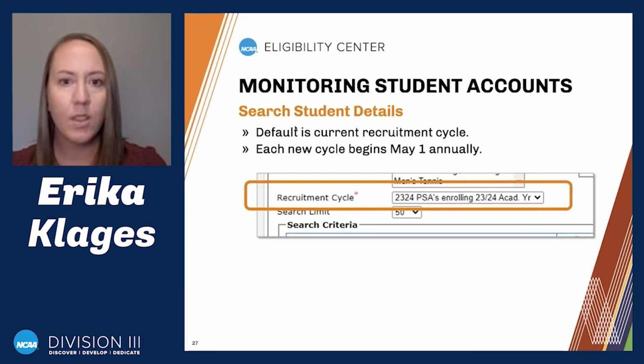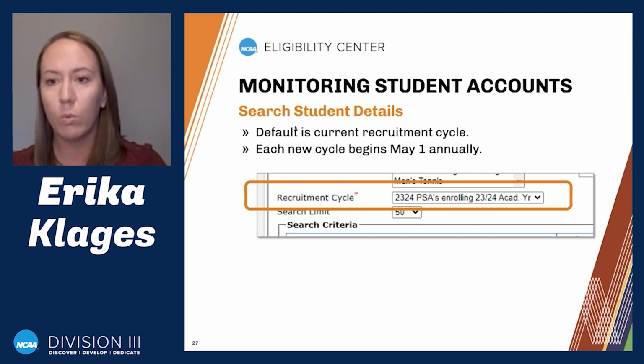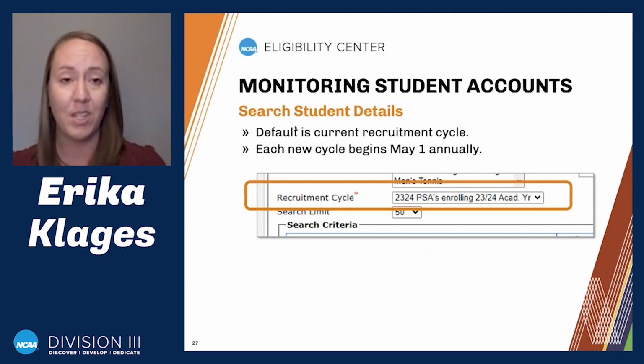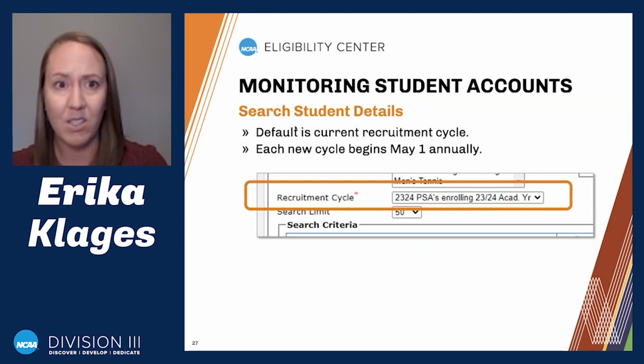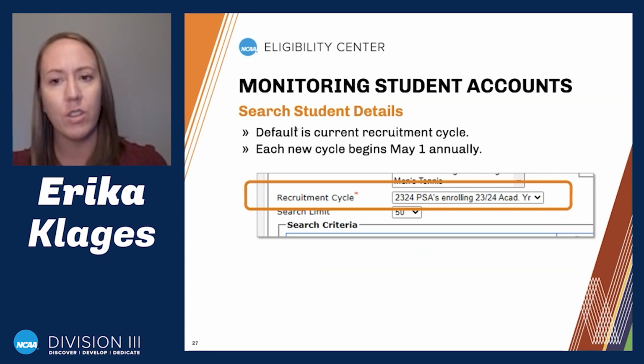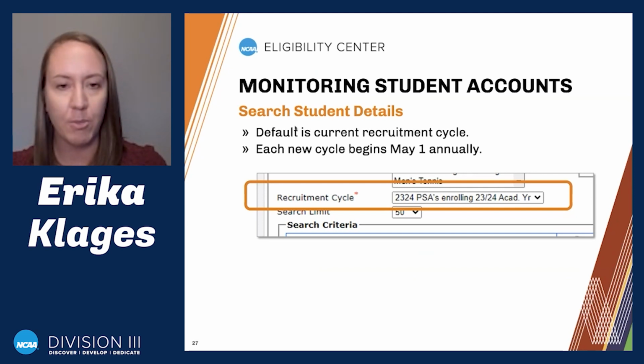So I want to make sure that I point out that in the search option, you would want to make sure that you're searching for the correct recruitment cycle. The recruitment cycle is the year when the PSA is planning to enroll. So our first recruiting cycle is the 23-24, so academic year 2023 and 2024. So if you're not finding the PSA, especially one who's already on your IRL, make sure that you're looking at the correct recruiting cycle so that you're finding the information that you're looking for.